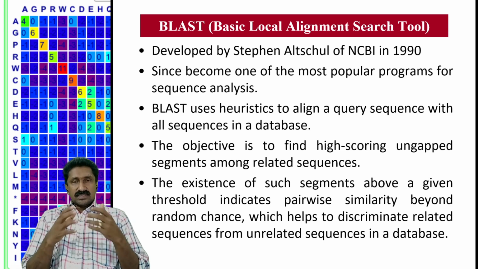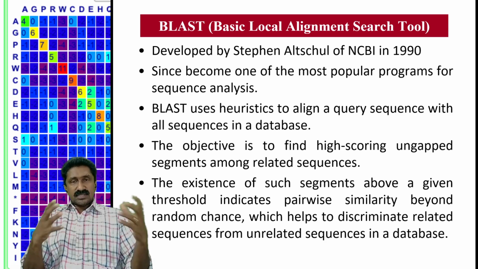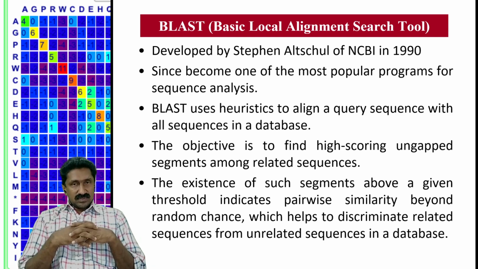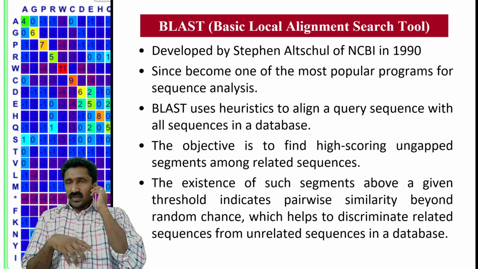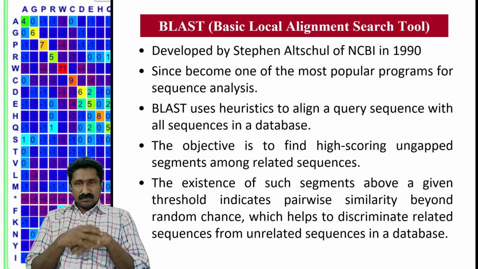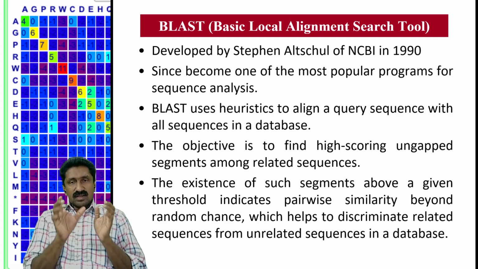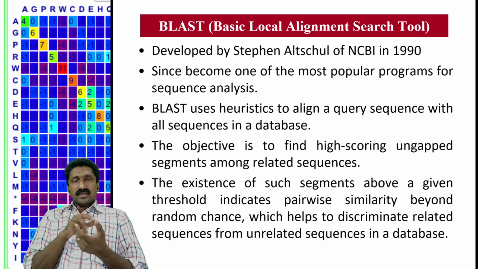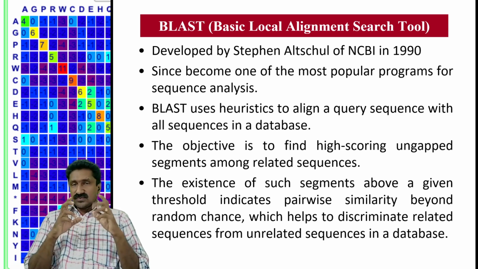It's because your entire sequence of 1,000 base pairs, you can't expect that 1,000 base pairs to be exactly matching any of the database sequence. There may be some differences. So in that case, you look for high scoring segment pairs where such local segments or regions or subsequences of your query can be identified, which will exactly match some of the regions in the database sequences. So that's the first part.